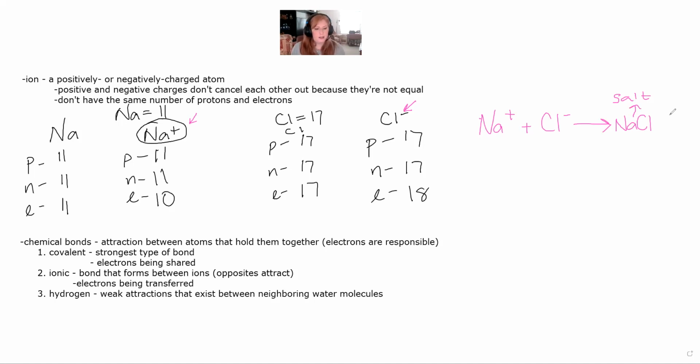Notice that sodium chloride, salt, doesn't have a charge on it. And that's because the positive charge from the sodium and the negative charge from the chlorine cancel out in the whole molecule. Okay, so salt itself has no charge. Now, I must take a slight detour here, because I'm going to show you how to read chemical equations, because that's what this is that I just did.